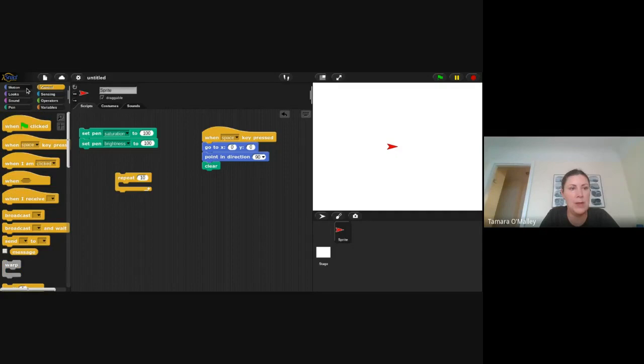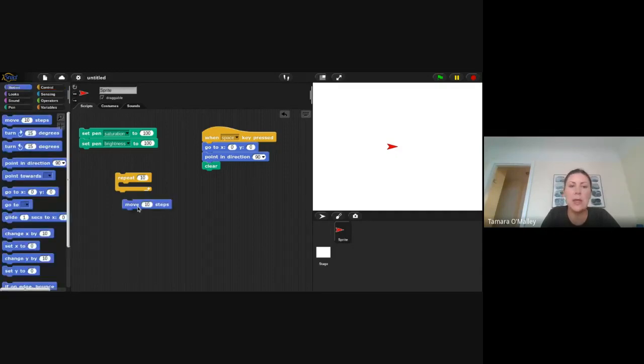And then I'm going to quickly just build a polygon setup. So I need a repeat, I need a move, and I need a turn. And you probably know that to build a square, it's a repeat of 4 for 4 sides. The move controls how big the square is going to be. So I'm going to do usually somewhere between 50 and 100 is good. And then for the turn, it's a 90.